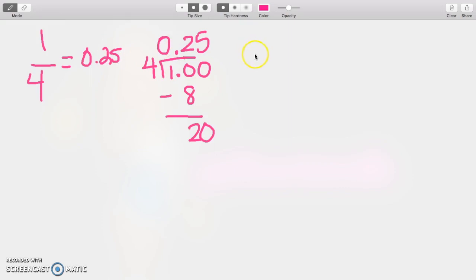Okay, so now I am going to do one more, and I want you to try more practice problems on your own. So I'm going to do 3 and 25/100. I know that this is not a power of 10, 100, or 1,000. So I know that I will have to divide.